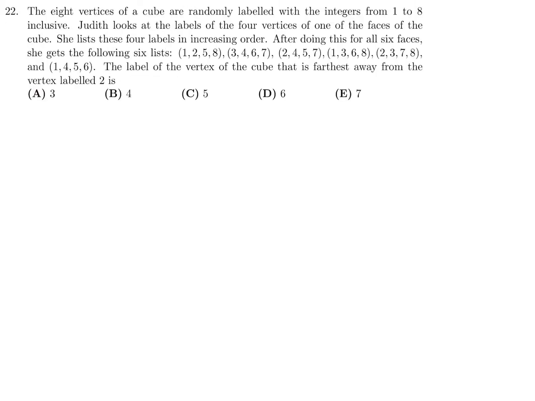The 8 vertices of a cube are randomly labeled with the integers 1 through 8 inclusive. Judith looks at the labels of the 4 vertices of one of the faces of the cube. She lists these 4 labels in increasing order. After doing this for all 6 faces, she gets the following 6 lists right here. The label of the vertex of the cube that is farthest away from the vertex label 2 is... Okay, let's draw a cube and try to match all of this together.